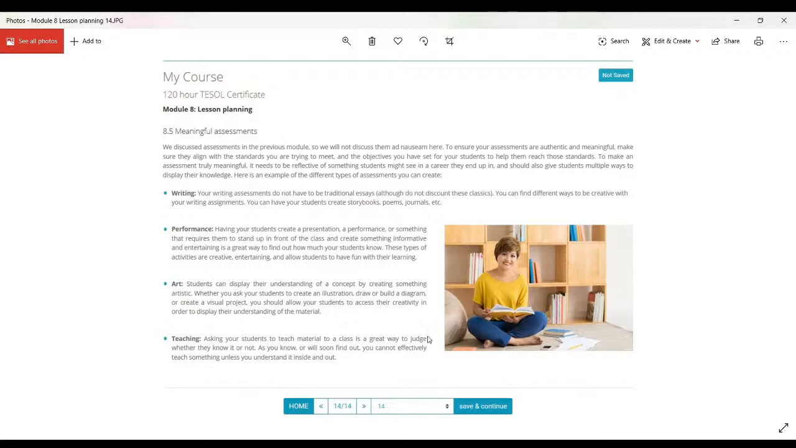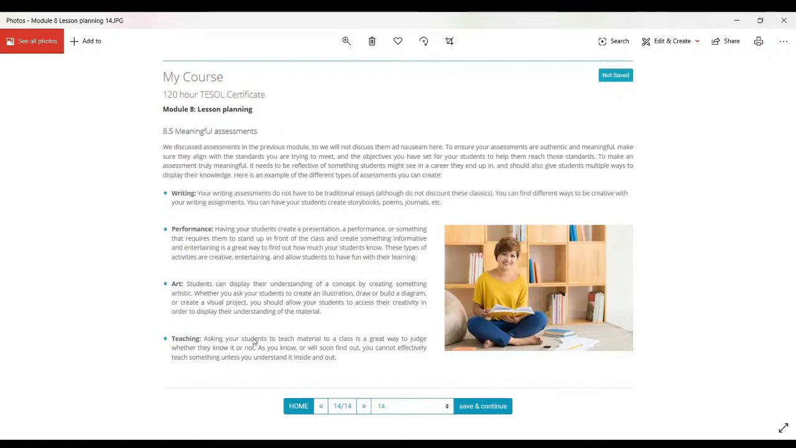All right, so to ensure your assessments are authentic and meaningful, we make sure that they align with the standards you are trying to meet and the objectives you have set for your students to help them reach those standards. To make an assessment truly meaningful, it needs to be reflective of something students might see in a career they end up, and should also give students multiple ways to display their knowledge.